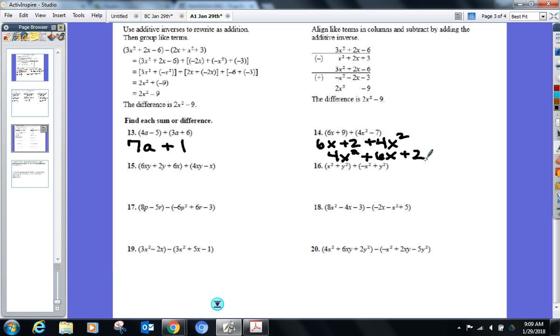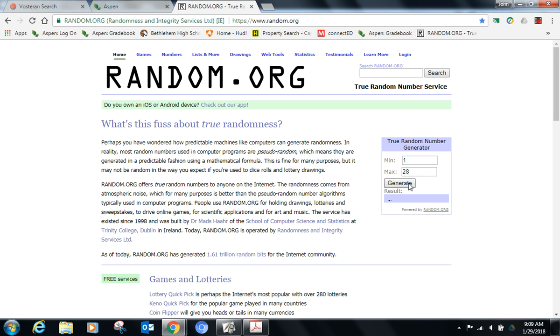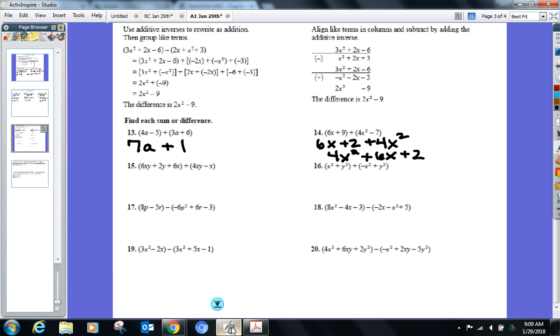All right, let's keep this train rolling. 15. 25. Who's got 25? Name? Hannah, right? Good. 6xy. Do you see anything, Hannah, you can combine with 6xy? Darn right. Same variable, same exponent. And when you combine them, add the numbers out in front, and what do you end up with? 10xy.